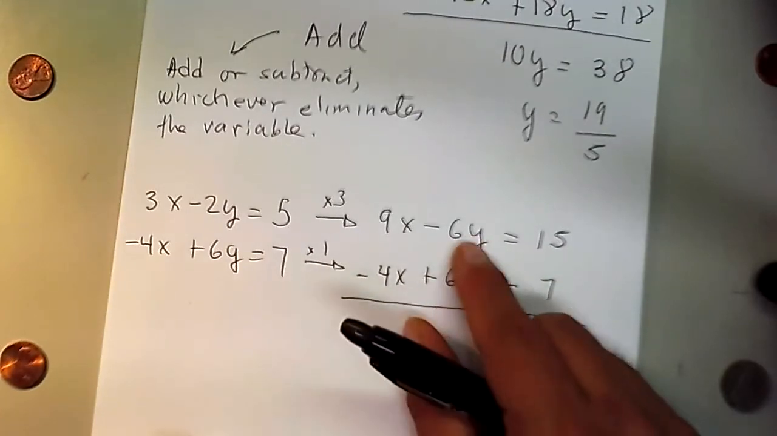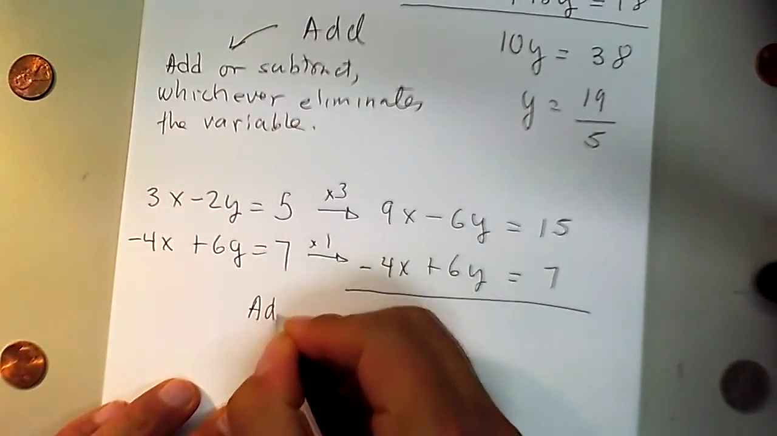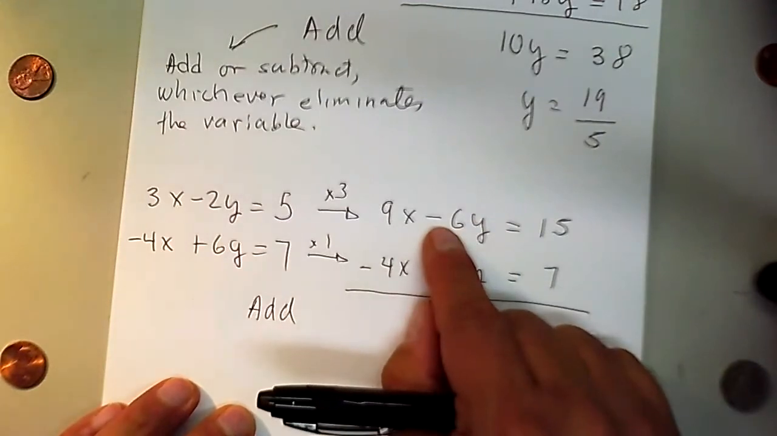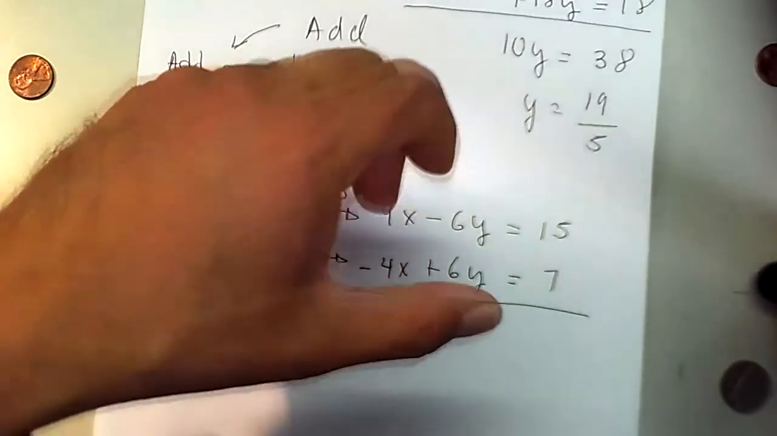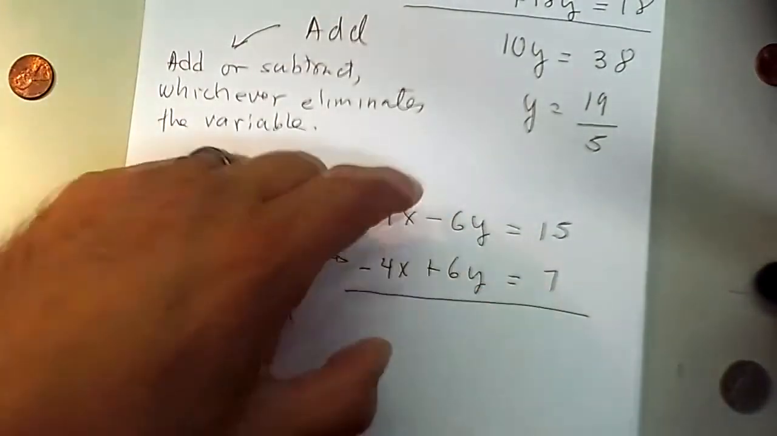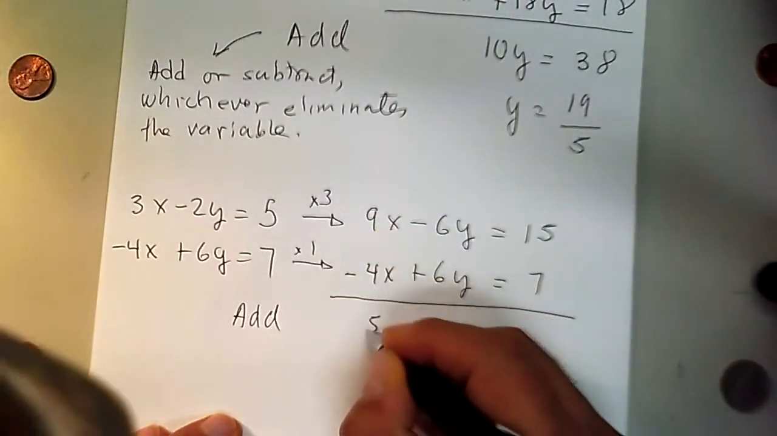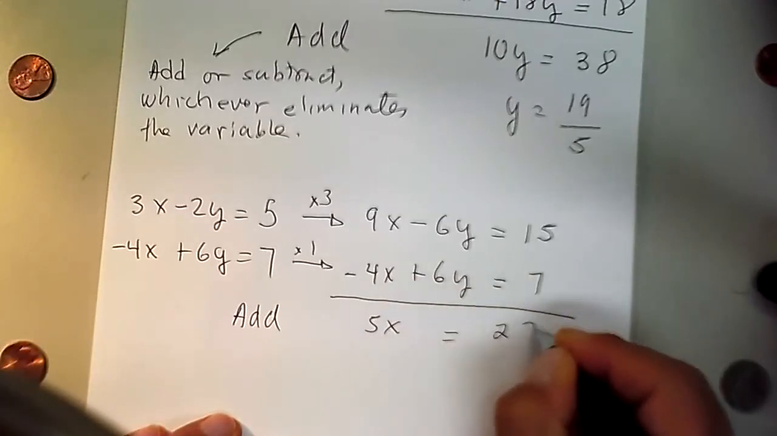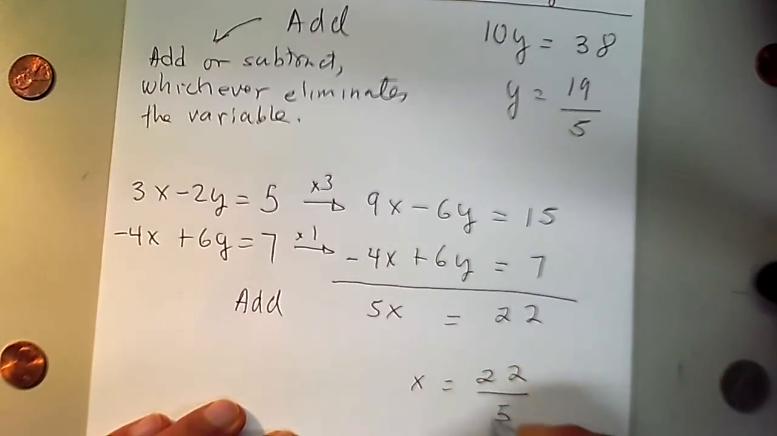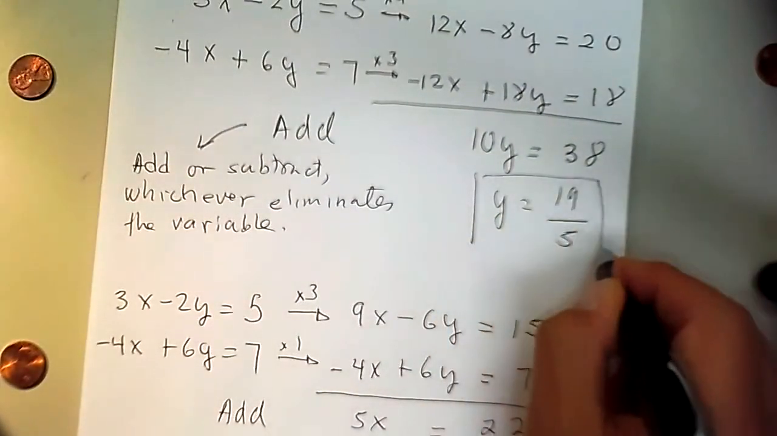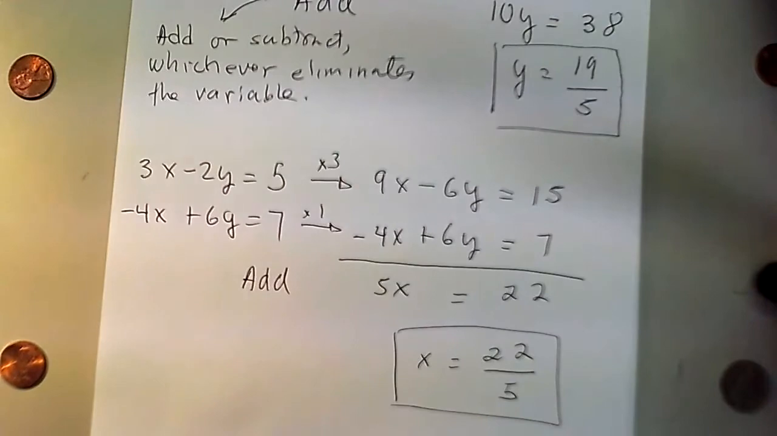So here we add. That's what I was thinking that we need to add, because this one is already negative, this one is positive. When we add a positive and a negative of the same magnitude, we end up with nothing, with 0. 9x plus negative 4x is 5x equals 22. So of course, x is 22 divided by 5. There is our y, there is an x, and voila.